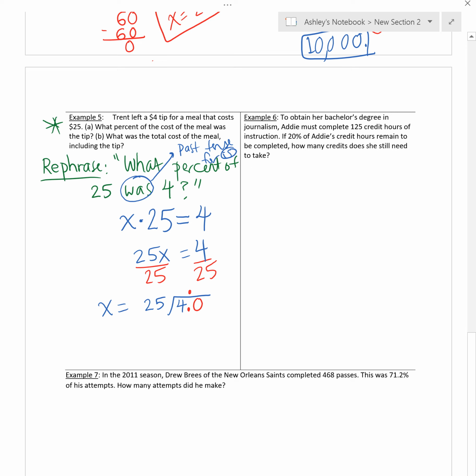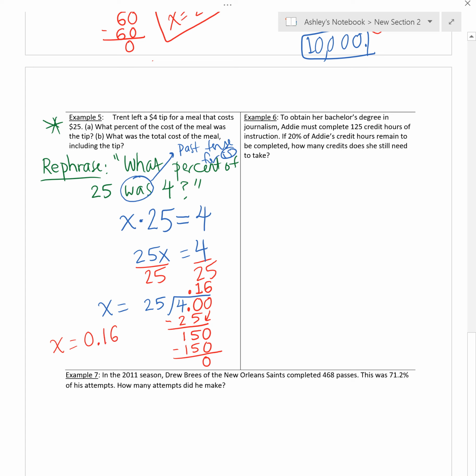All right, 25 into 40. It can only go in once, huh? Because twice would be too much. 1 times 25 is 25. If I subtract those, I get 15. Is that true? Yeah, sounds good. All right, I'm not getting a 0 remainder, so I better bring down another 0. I think this will be the end because I know 25 goes into 150 evenly. It goes in 6 times. 6 times 25 is 150. So there we go. All right, so that must mean x is 0.16.